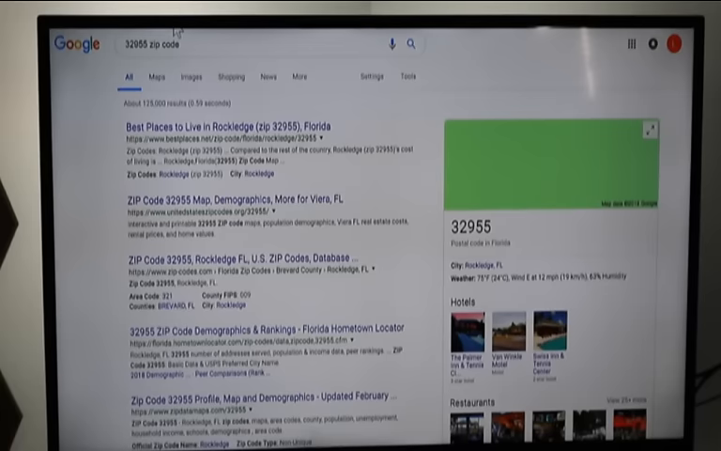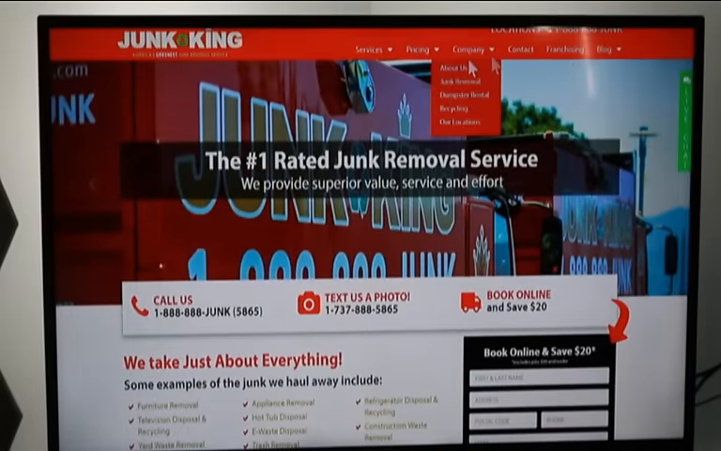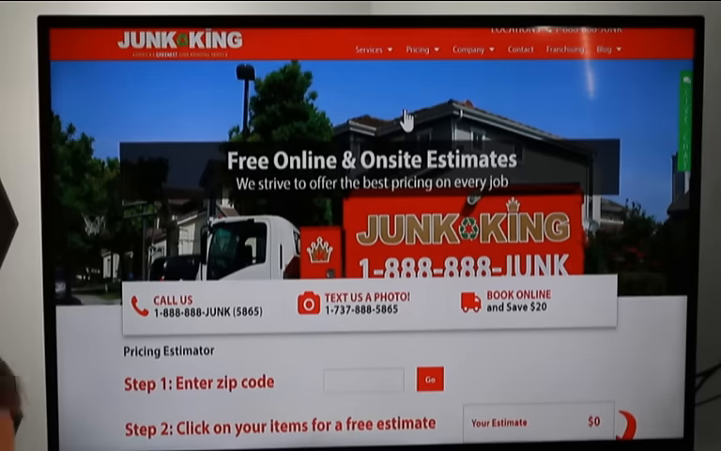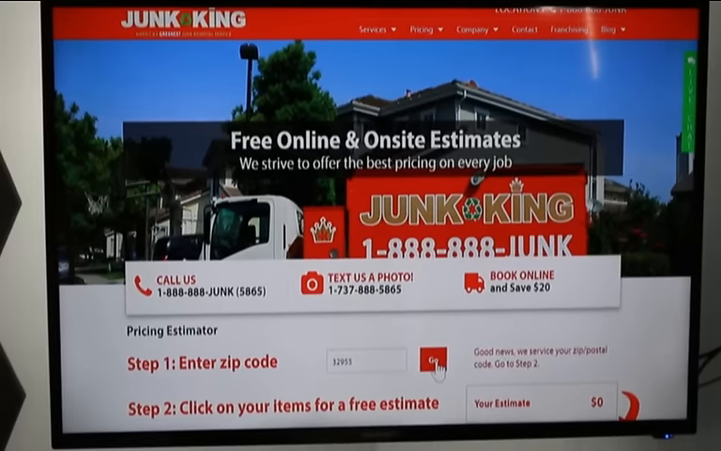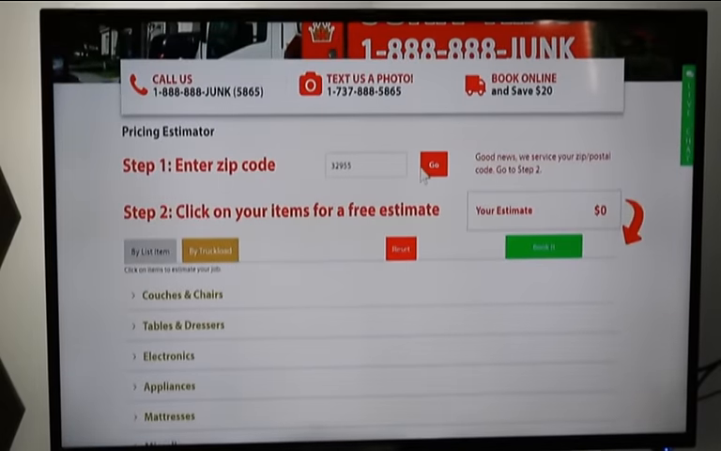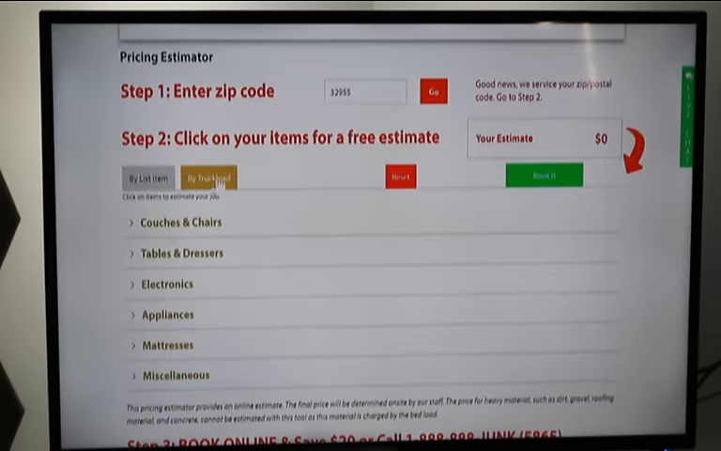Okay, Rockledge, Florida. So let's see if we've got any local competitors in the area. The easiest thing here is if you've got a Junk King, because Junk King actually posts pricing online. That's normally going to be your starting point. So let's go on to Junk King. We're going to go to their pricing estimator. 32955. Let's see if they service that area. They do service that area, so that's good. That's going to make our job a bit easier here.